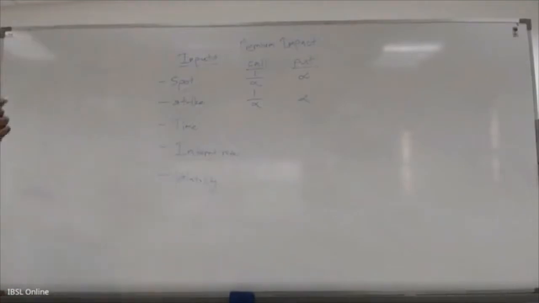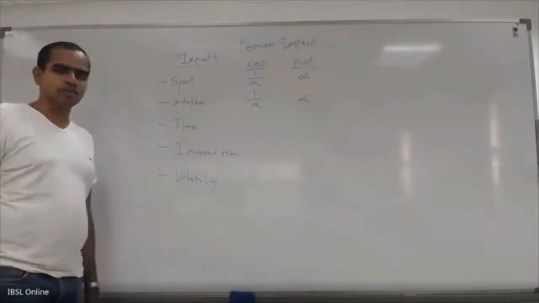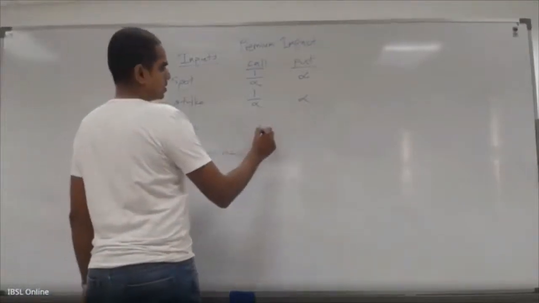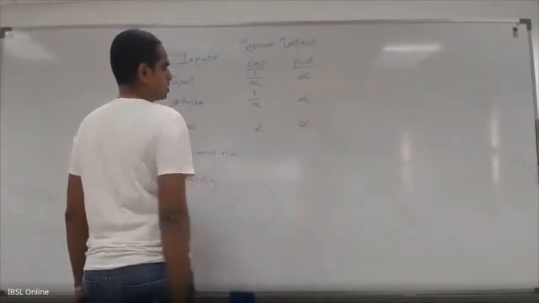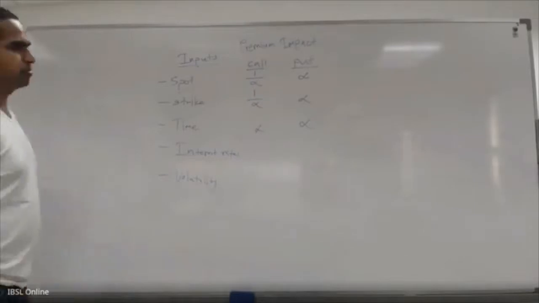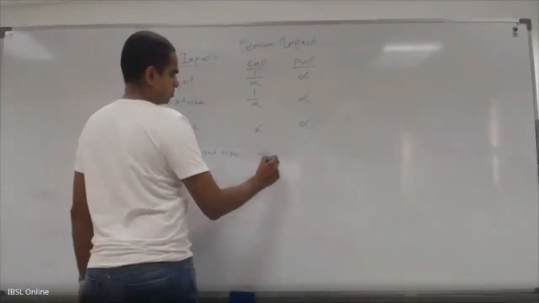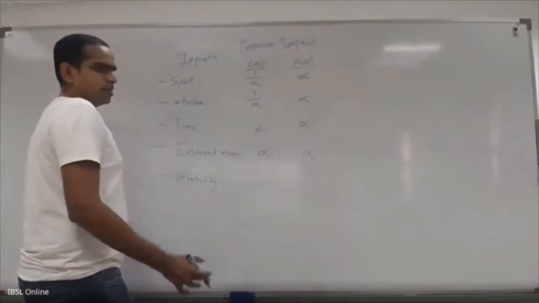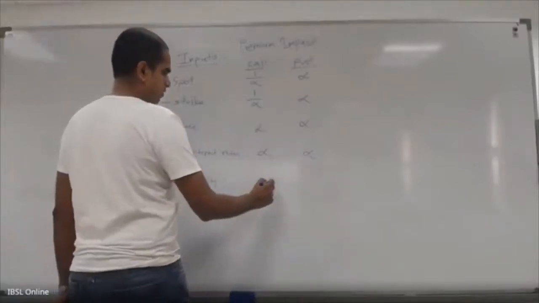Now, if you're getting 1 month insurance and if you're getting 12-month insurance, the 12-month insurance will cost you more. So longer time period has a premium. So it's call or put. Interest rates, higher interest rates, higher the premium. Positive relationship. Volatility, higher the risk, higher the premium. Then positive relationship.